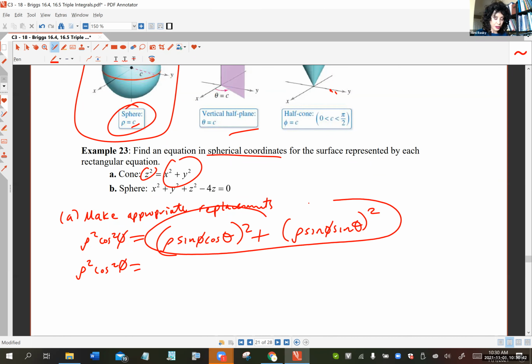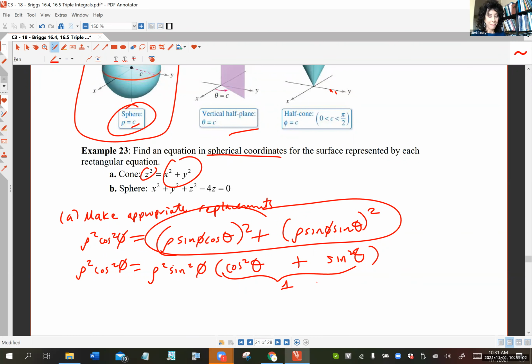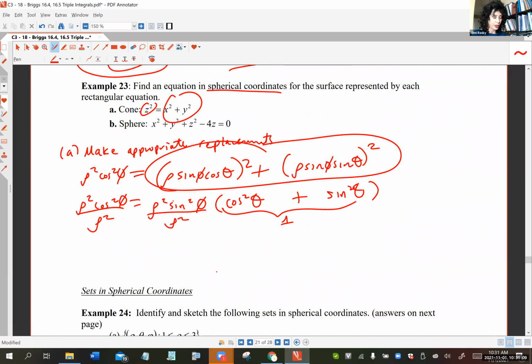If you'll notice, these two terms on the right-hand side of the equals, both after squaring, have a common factor of rho squared sine squared phi. So if I factor that out, the other factor will be cos squared theta plus sine squared theta, which is nice because the trig identity says that's just a 1. Okay, now what? I'm going to do something that's ordinarily illegal in math because I'm dividing by what could potentially be 0, but we're going to assume that rho isn't 0, and that will allow us to do this.